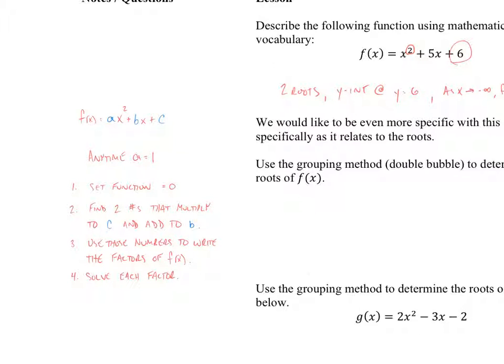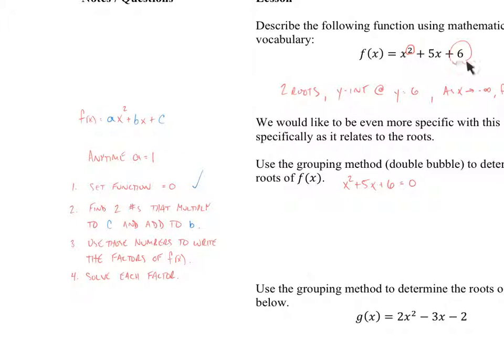So we've got a few steps, and I'm just going to list them here. I would pause this video and write down those 4 steps. So what we're going to do is, to start, we'll set our function equal to 0. Our function is x squared plus 5x plus 6, and instead of calling it f of x, let's set this whole thing equal to 0 right now. So that's step 1.